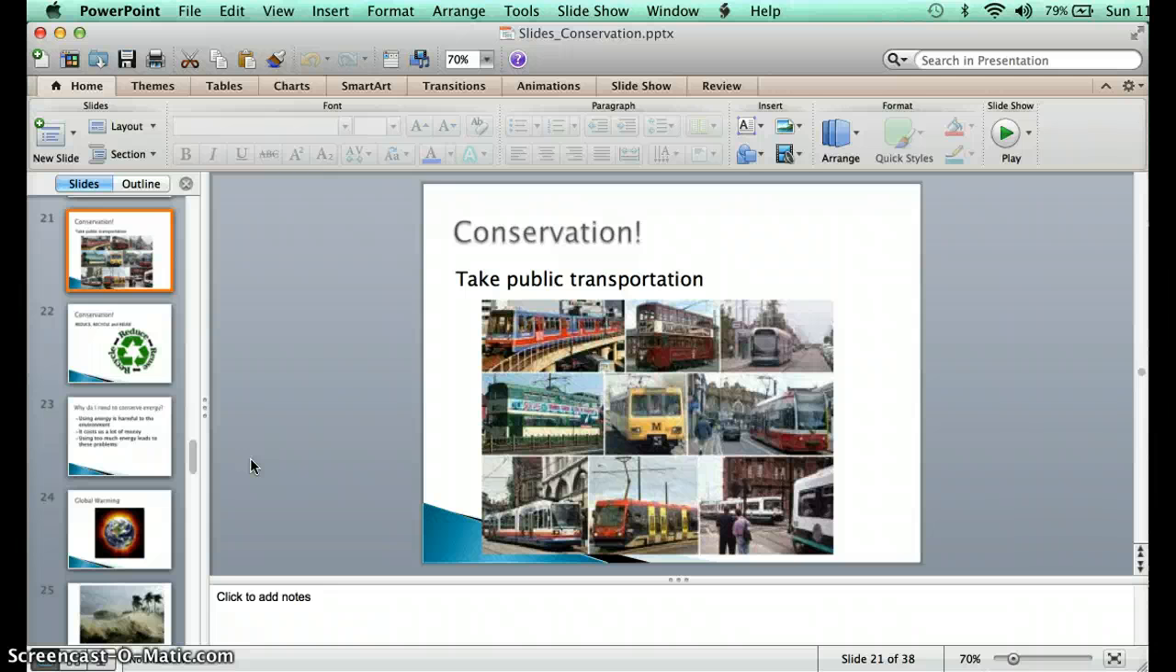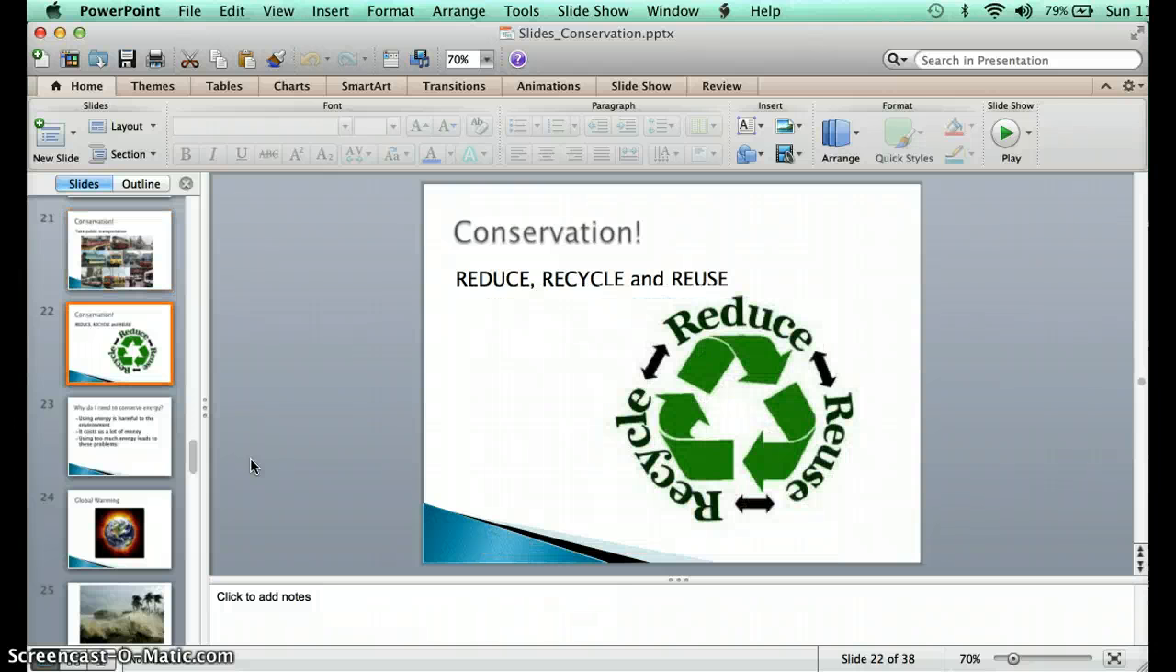Taking public transportation. So instead of owning a car yourself or constantly driving and using your car and wasting that energy, if you take a bus or some other type of public transportation, you're using less energy because there are more people on that bus. Okay, and then you've all heard of reduce, recycle, reuse. So recycling things, reusing things. Reduce is just not using as much of things. Okay, these are all ideas to save and conserve energy.